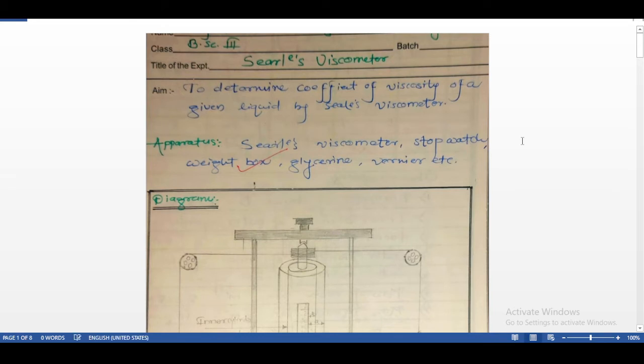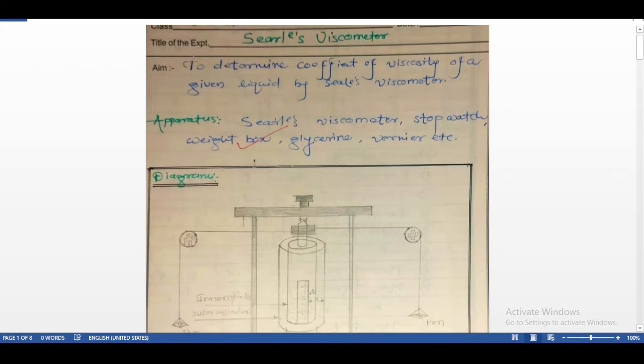Hello students, today we see one new practical named Searle's viscometer. Our title of this experiment is Searle's viscometer. Viscometer is an instrument like this and Searle is the name of the scientist, that is Searle's viscometer. We have to determine the coefficient of viscosity of a given liquid by Searle's viscometer.